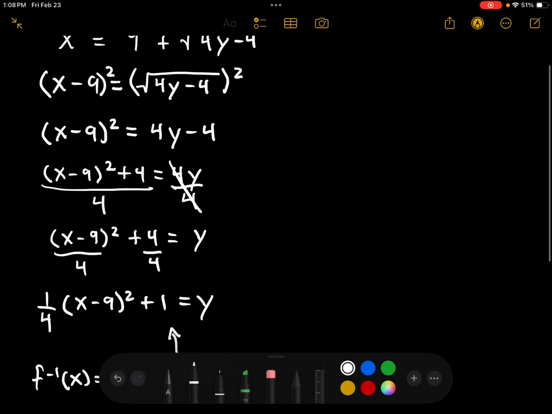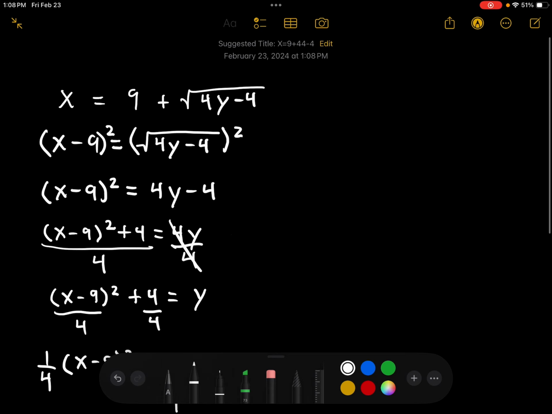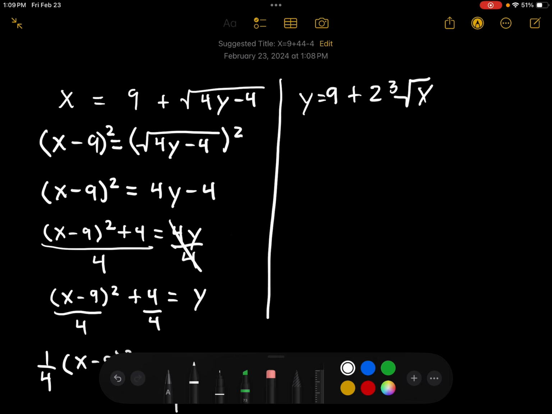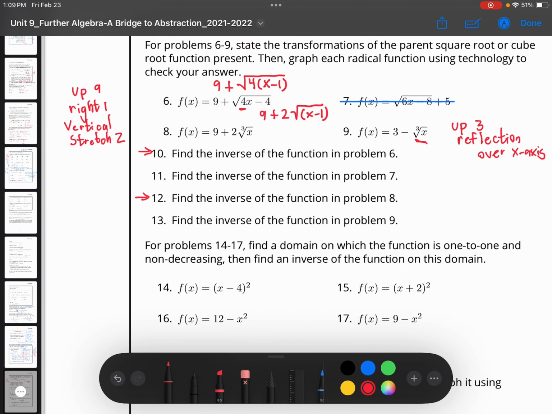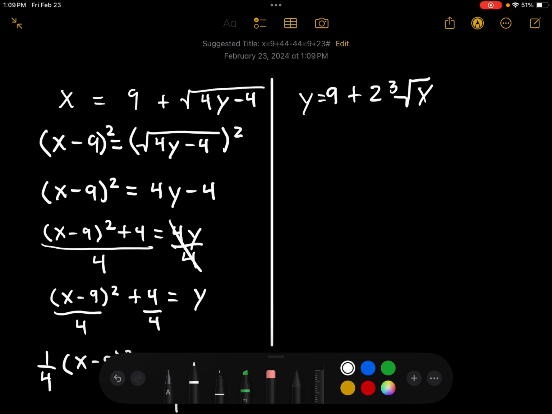Okay, finally, let me do number, I don't remember what number this was. I think that was 12, though I could be wrong. Let's see, y is equal to 9 plus 2 cube root of x. So this is a separate problem here. Let me go back to the notes. Let's see if that's actually true. 9 plus 2. Okay, yeah, so it's 9 plus 2 cube roots of x.